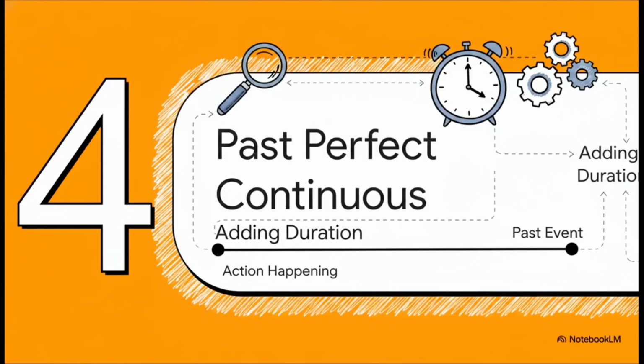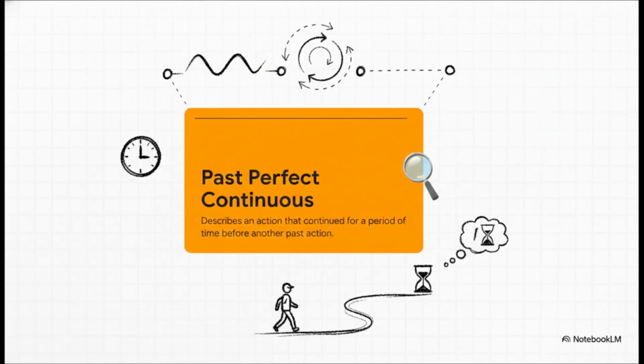So we have just one more really specialized tool for our kit. What if you want to stress just how long an action was happening before another past event kicked in? For that very specific job, we have the past perfect continuous. Yeah, this one is like the flashback tool's close cousin. But its main focus isn't just on what happened earlier. It's all about an action that was in progress for a while, way back in the earlier past. Its special skill is adding that feeling of duration.